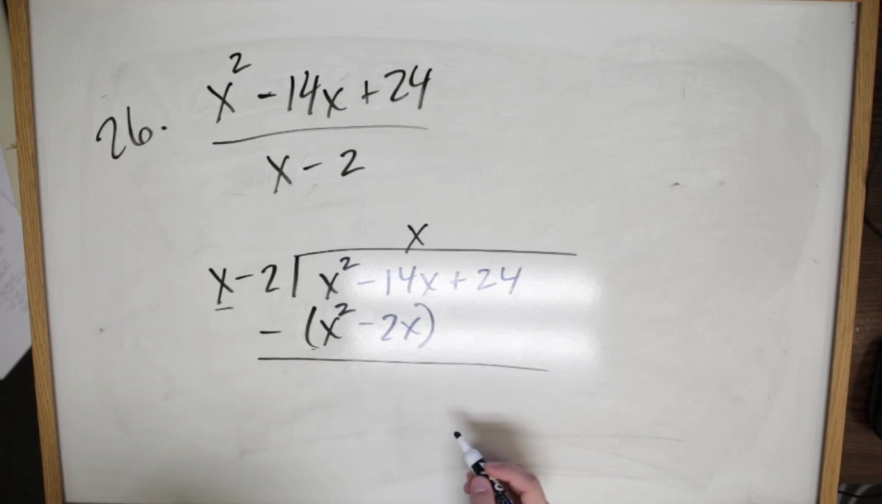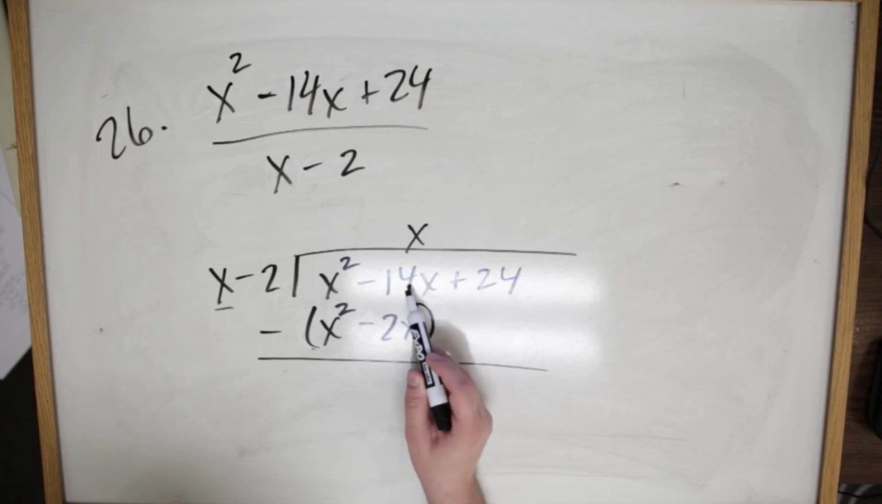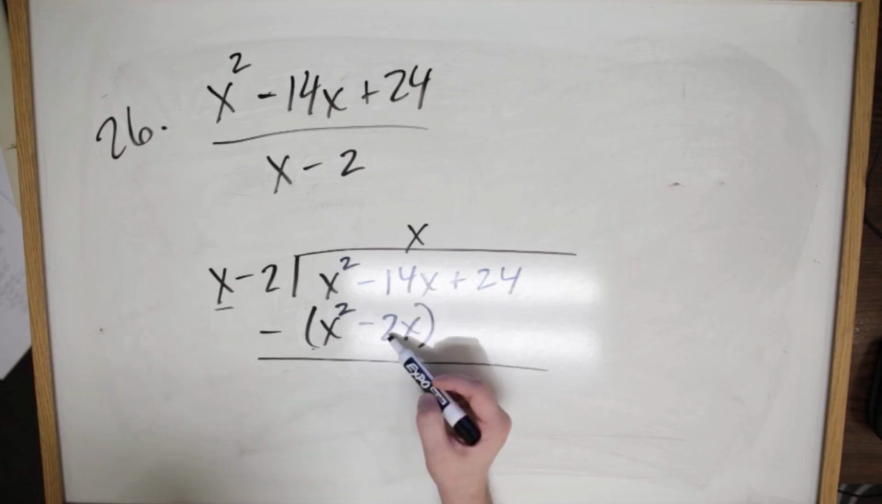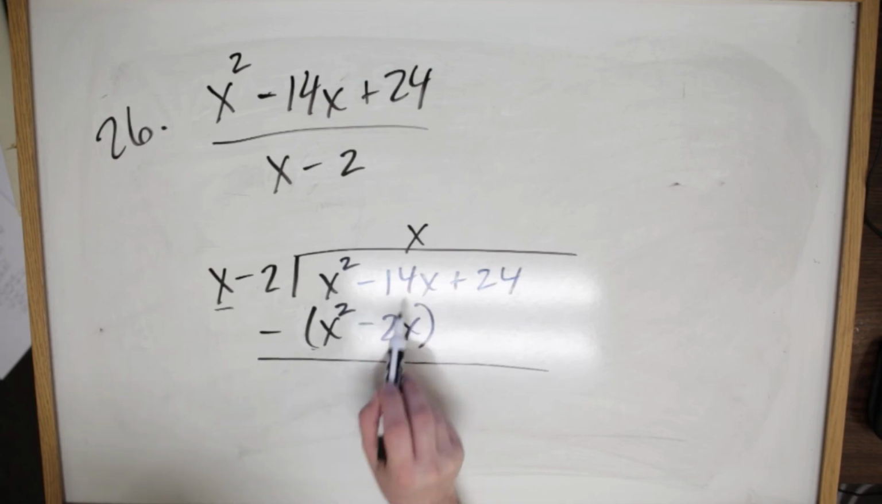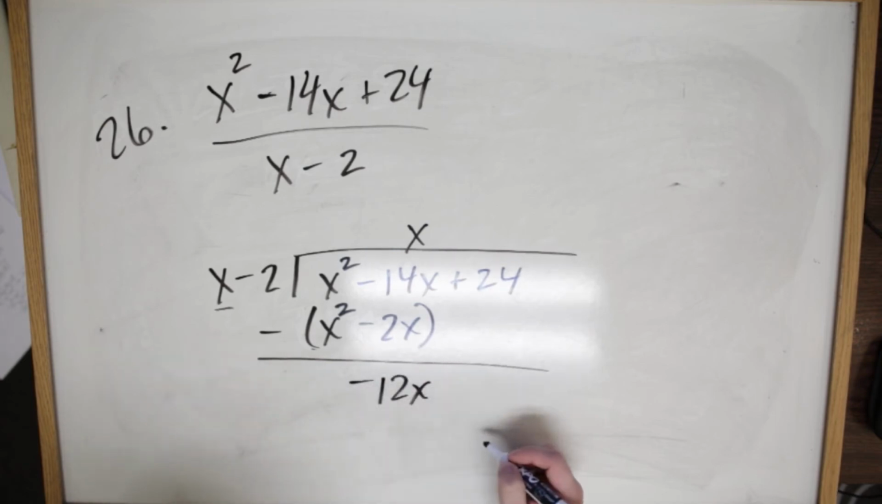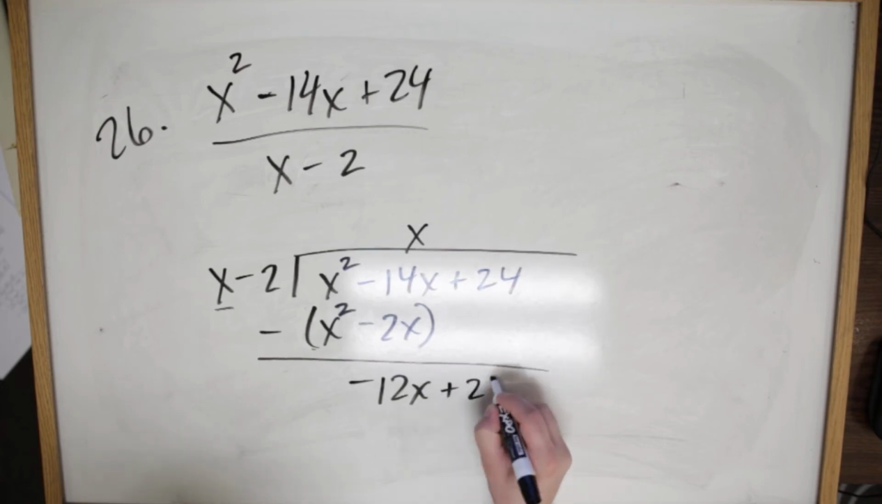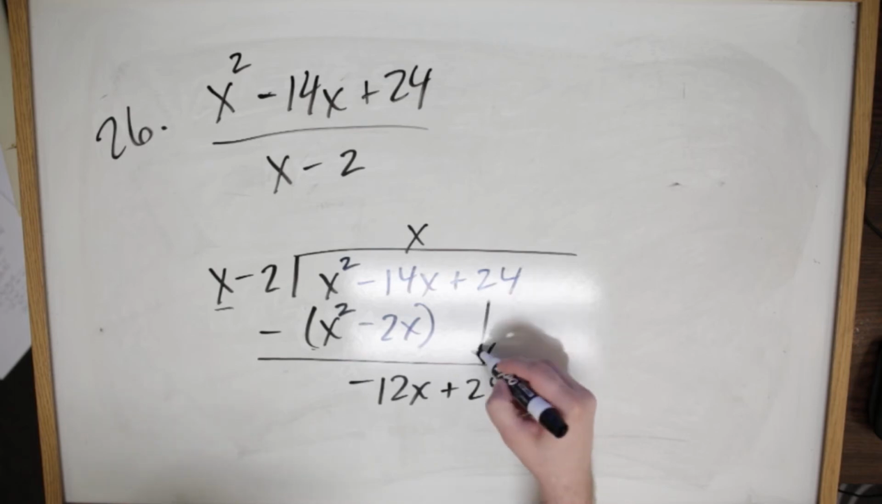But okay, so in any case, what we're going to do is now we're adding 2x to minus 14x. So minus 14 plus 2. Even though it says minus, remember it's a minus, so it's plus. Minus 14x plus 2x is going to be a minus 12x. Okay? Then we bring the 24 down. So this 24 comes down.